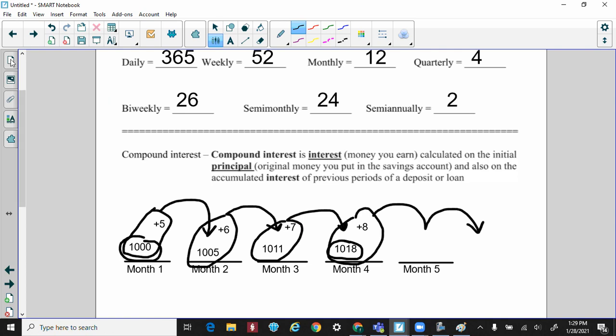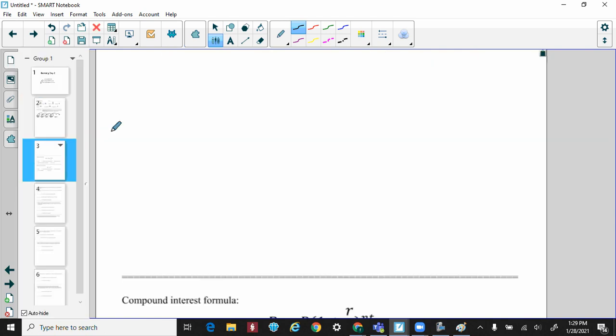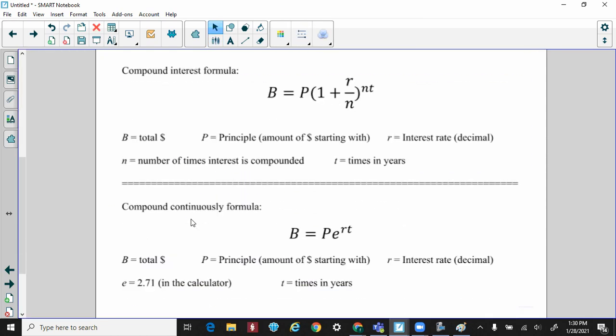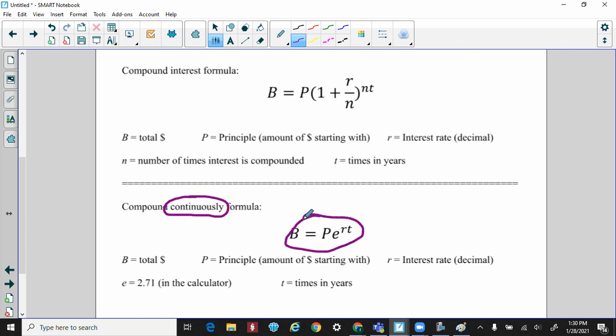Now, the formulas that we're going to run into look like this: the compound interest formula and the compound continuously formula. These are the ones that we're going to need to know. It's relatively simple. The one thing that I will say is a dead giveaway with the compound continuously formula is when you see the word continuously. When you see the word continuously, that means you're going to use this formula. All right, so let's get started.